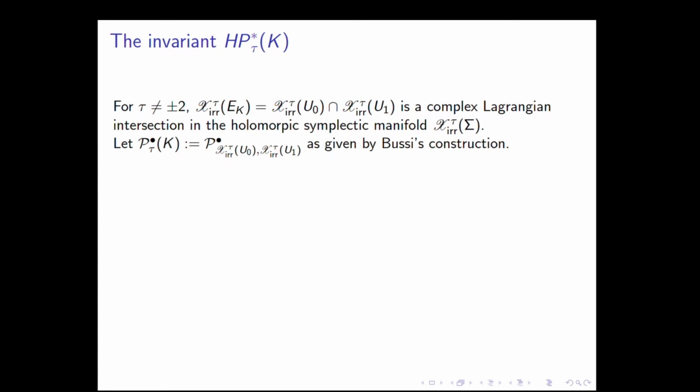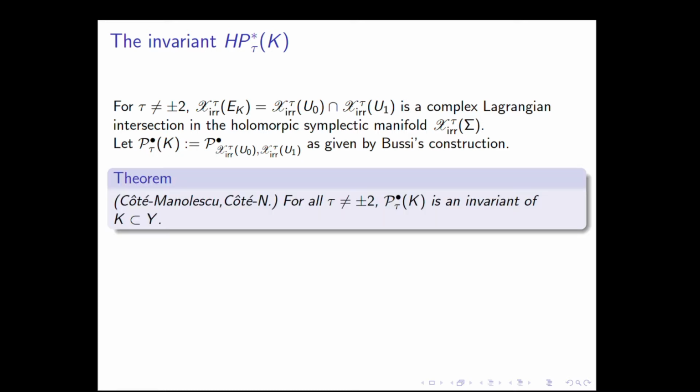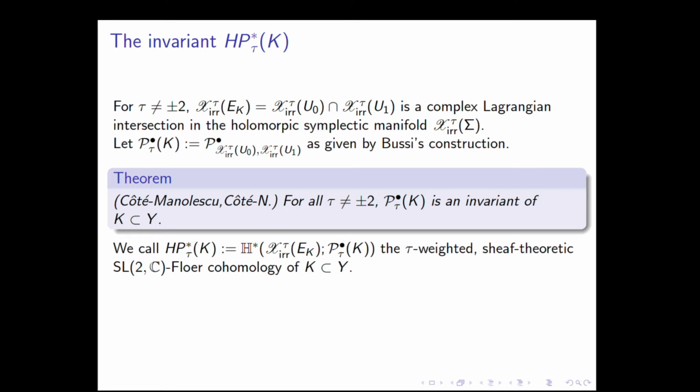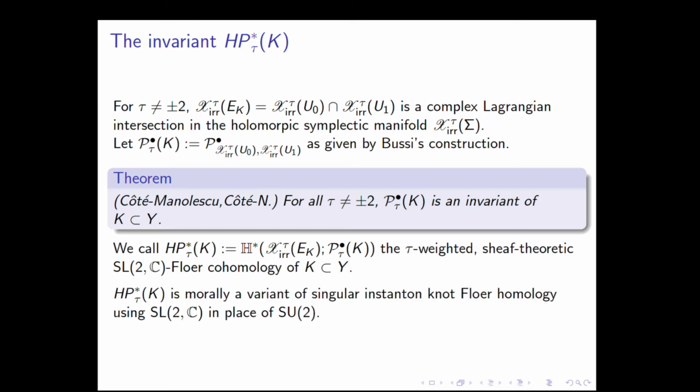So on this Lagrangian intersection, we can form the natural perverse sheaf as given by Bussi's construction. And it turns out then that this is an invariant of the knot. And we'll call its hypercohomology the tau-weighted sheaf-theoretic SL2C Floer homology of the knot. Just as our invariant before was inspired by instanton Floer homology, this is supposed to be some type of singular instanton knot Floer homology using the gauge group SL2 instead of SU2.